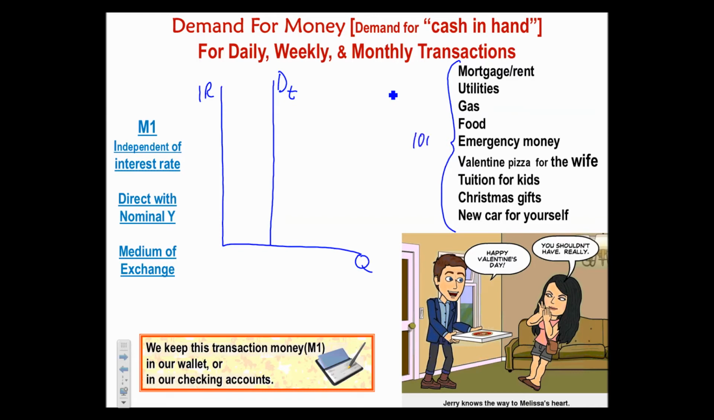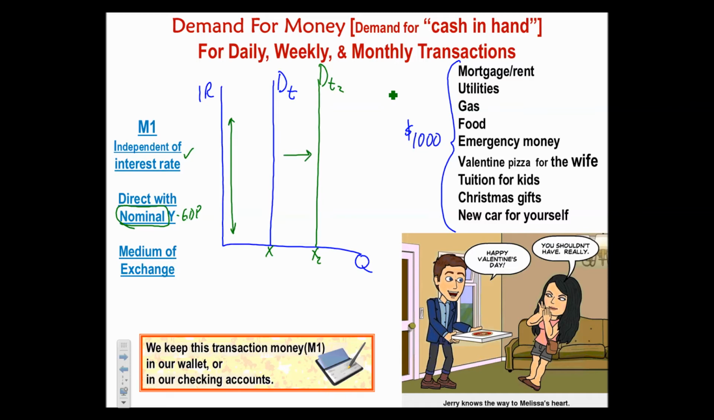So let's say this is $1,000. That means my demand for money to take care of the everyday transactions will be $1,000. Now this demand is completely independent of the interest rate. Interest rates can go up or down. The transaction demand remains constant. However, it is directly related with nominal income or GDP. Well, the word nominal means it includes price level changes. So when nominal GDP increases or the price level increases, we're going to end up having to increase our demand for money.